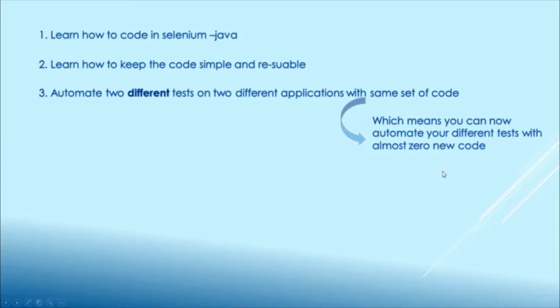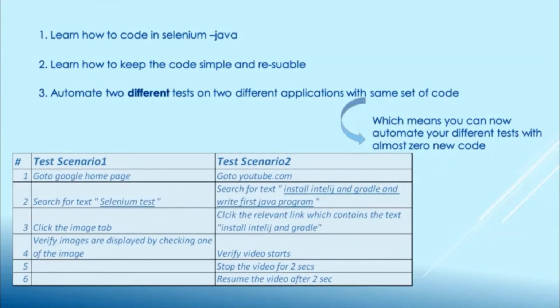For this tutorial, we'll automate two test scenarios which are flashing on the screen. The first one is: go to Google homepage, search for this text, click on the image tab, and verify images are displayed by checking one of the images. The second scenario is: go to youtube.com, search for this text, then click one of the relevant links which says this string. Verify the video starts, like the video screen has started. Stop the video for 2 seconds and after 2 seconds resume the video.